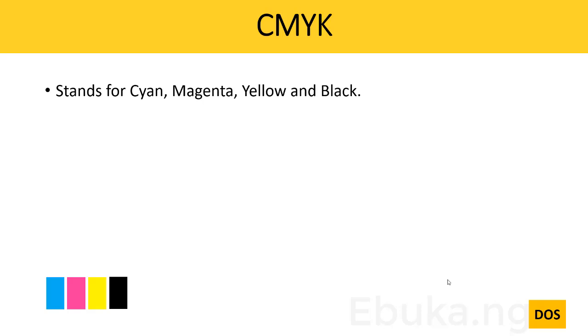CMYK stands for cyan, magenta, yellow, and black. That's the meaning of CMYK. If you look at the bottom here, you can see this is cyan, this is magenta, this is yellow, and the K stands for black. Good. That's the meaning of CMYK.